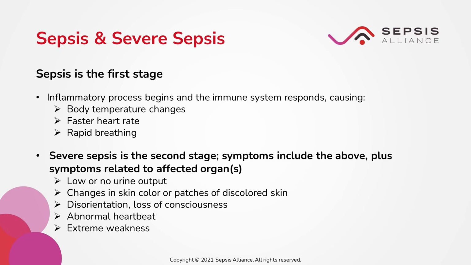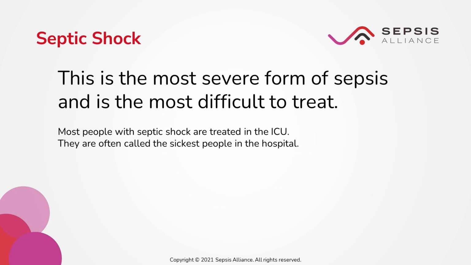Most of the time you are admitted and given IV antibiotics and fluids, hopefully trying to keep you from going into shock. Septic shock is the most severe form of the disease. People who are in the ICU with septic shock are often called the sickest people in the hospital. Now, the medical definition of shock is a blood pressure that's too low to sustain life. So you may hear on TV or in the movies, he's in shock. That's because their blood pressure has dropped drastically.